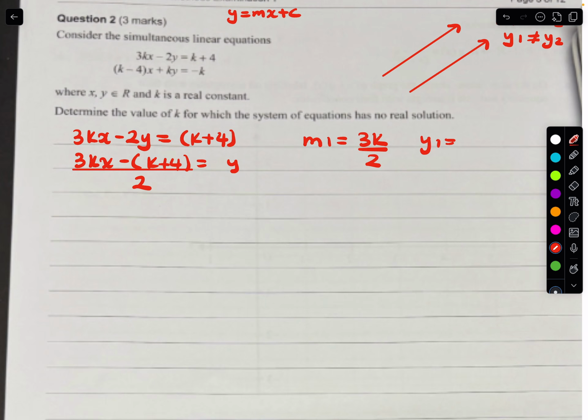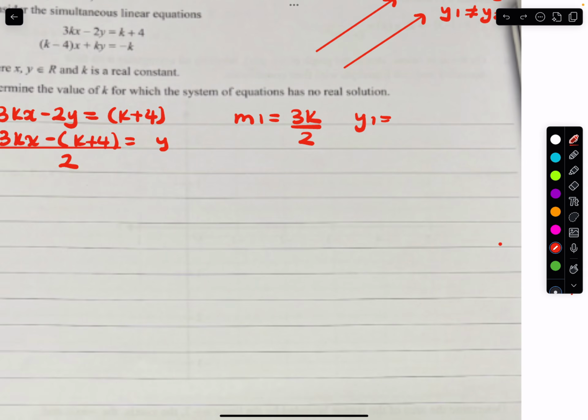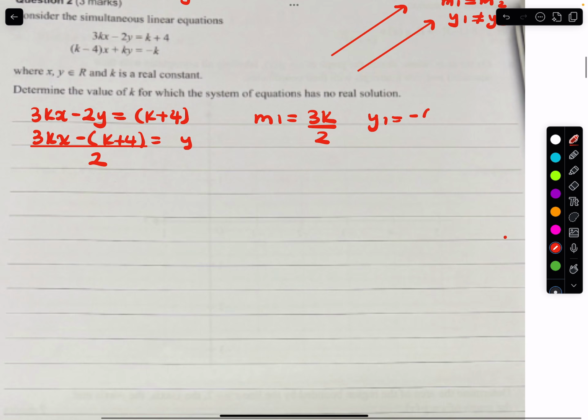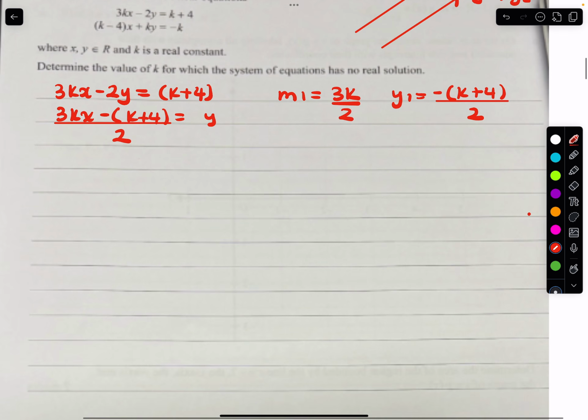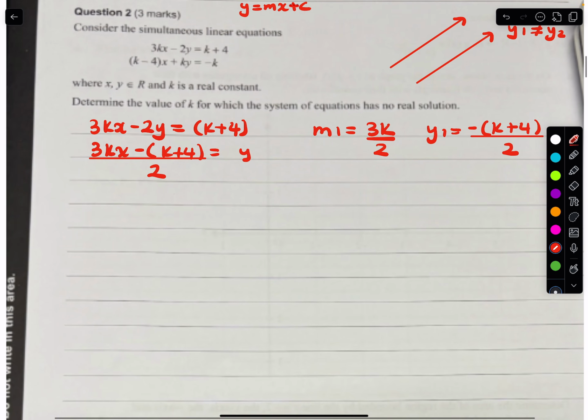And the y-intercept is what? Remember, it's what's left over. So which is, okay, negative k plus 4 divided by 2. Okay, done. So let's do the same for the other one too.